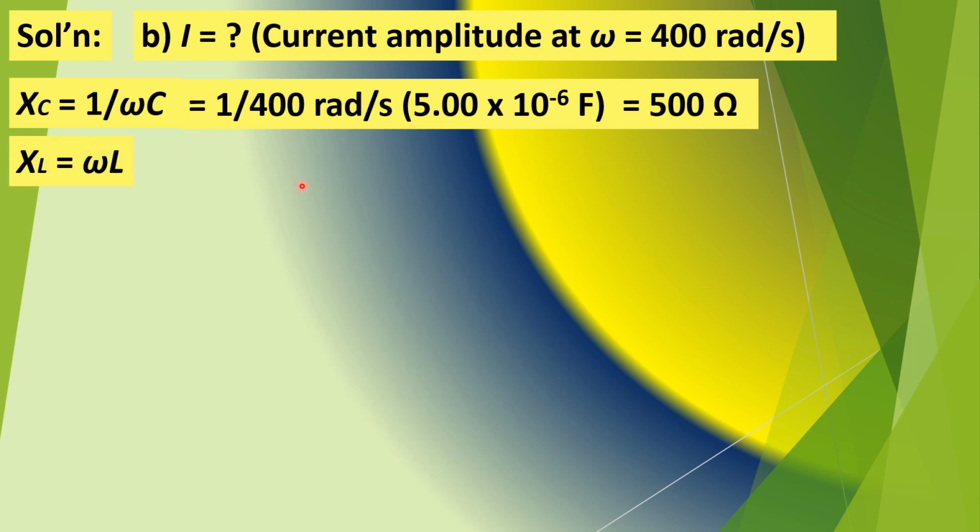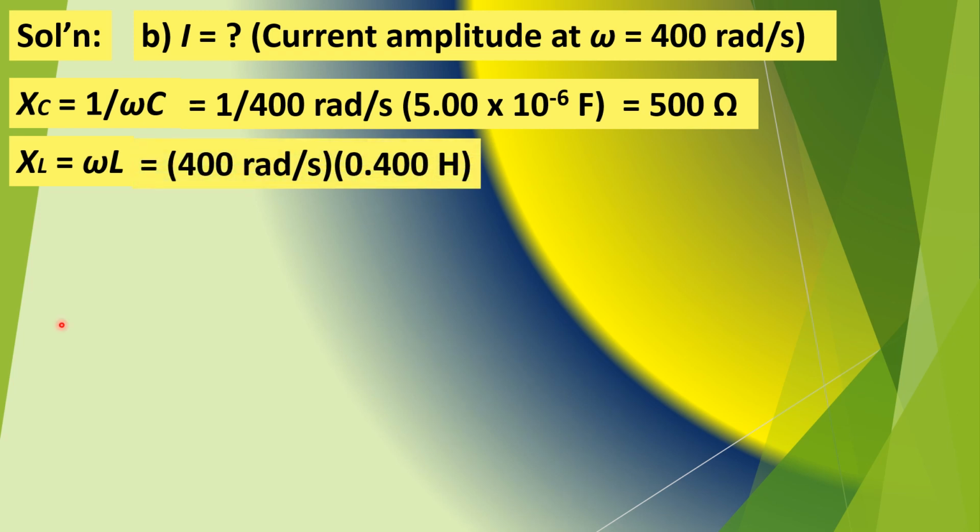Next, we also determine the inductive reactance, capital X sub L, which is simply the product of the angular frequency omega by the inductance, capital L. And so, substituting, we have 400 radians per second to be multiplied by the inductance 0.400 Henry. Simplifying, we will get the inductive reactance, capital X sub L, equal to 160 ohms.